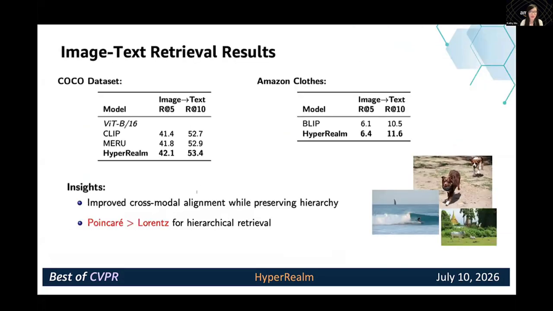Okay, so next, beyond classification, we evaluate image-text retrieval, a critical task for real-world applications like e-commerce search. On COCO, HyperRealm shows a consistent improvement across our metrics for image-to-text retrieval and text-to-image retrieval, and we evaluate recall at 5 and 10.